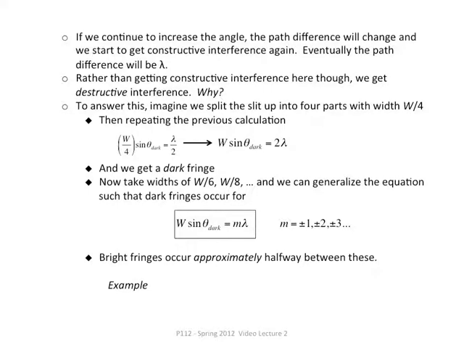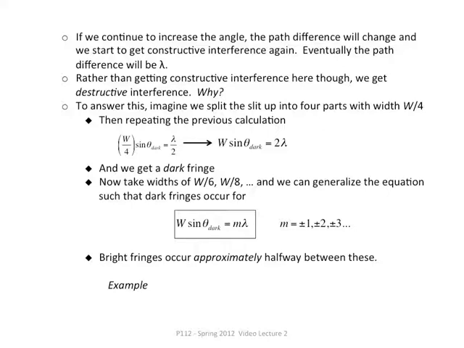And the bright fringes then occur approximately halfway between these dark fringes. It's not exactly halfway. There we have to worry about some of the trigonometry and the angles a little bit more, and we're not going to go through that particular detail. We're going to concentrate at this point on the locations of the dark fringes.